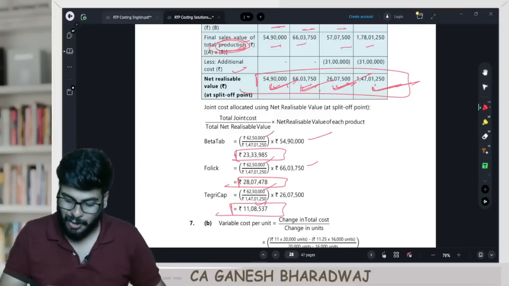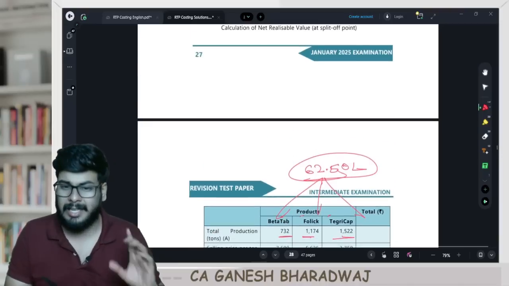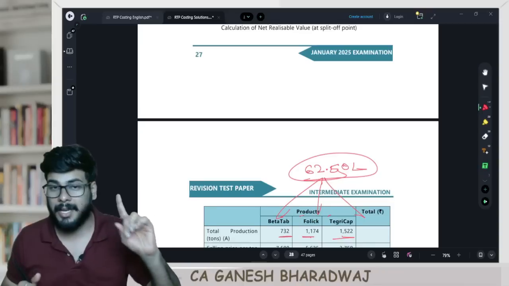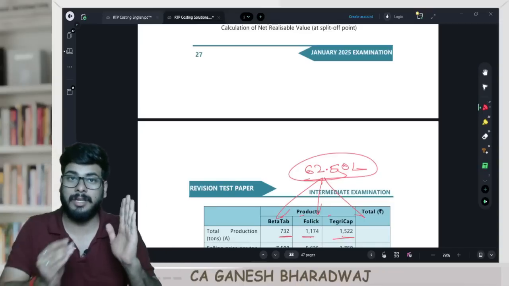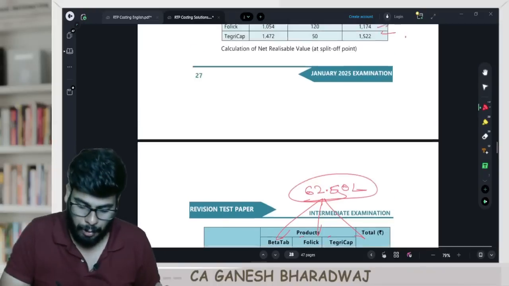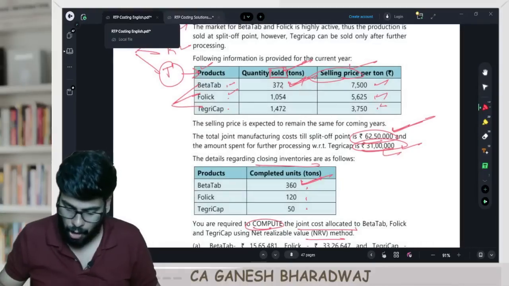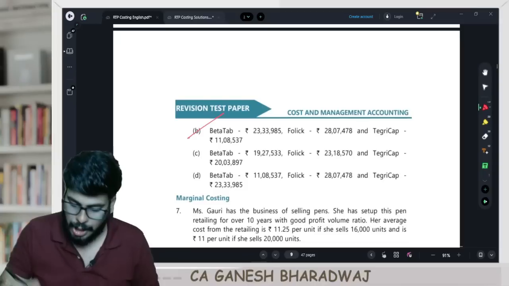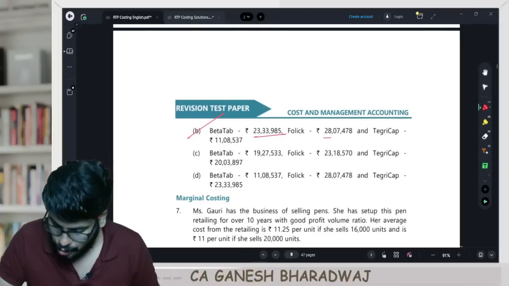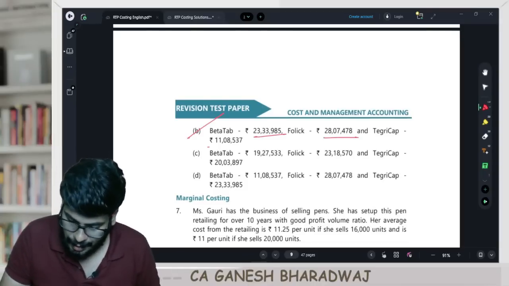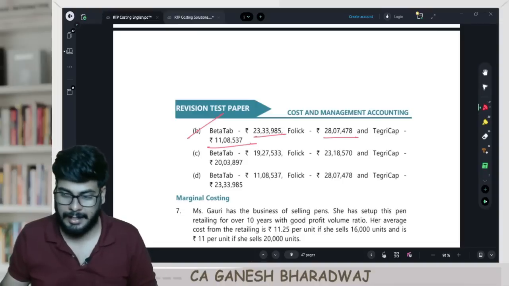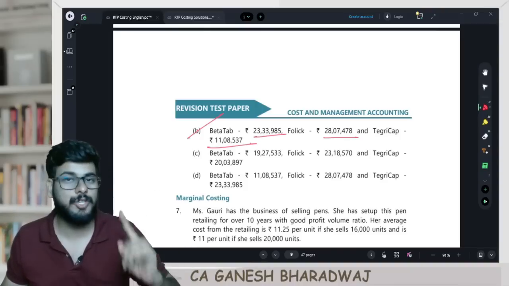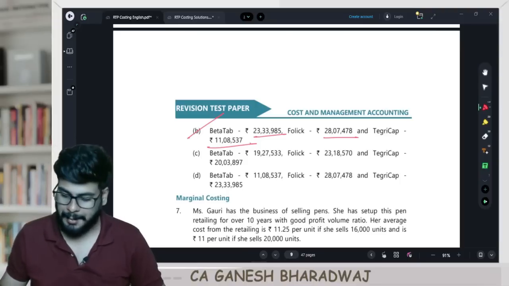Fine. So if you do this, you will get each and every figure directly. See here, the main catch here is not about calculating NRV, everyone knows the formula. But the first and foremost thing that you need to remember here is NRV should be calculated on the total production, and hence the answer is going to be option number B. It's going to be option number B, which is 23,33,985, 28,07,478 and 11,08,530. So that's about this particular question. Remember that NRV should be calculated on units produced and not just on units sold, right?